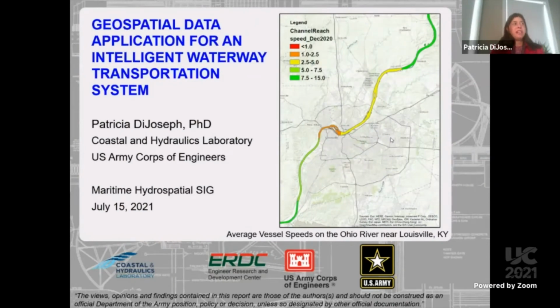This presentation is on geospatial data application, specifically the AIS data Dan was talking about for an intelligent waterway transportation system. Now, the figure on the right might look familiar. Usually you see these for the roadways. You have green where there's free flow traffic, up to orange or red where there's congestion. And we're now doing the same for the waterways. So in almost real time, we can say where there's congestion and what your expected travel time will be for the vessels traveling the waterways.